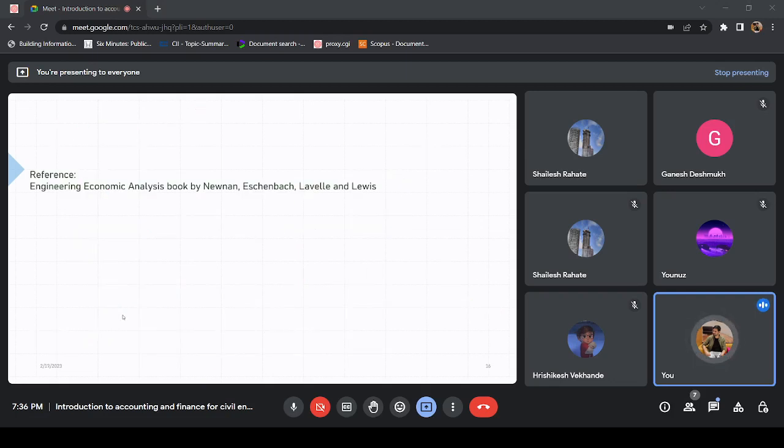So these examples were taken from the book Engineering Economic Analysis by Newman and Co. This book is quite good with explanations.